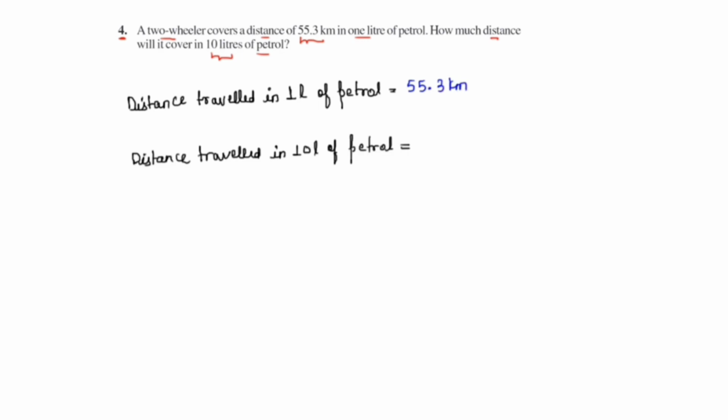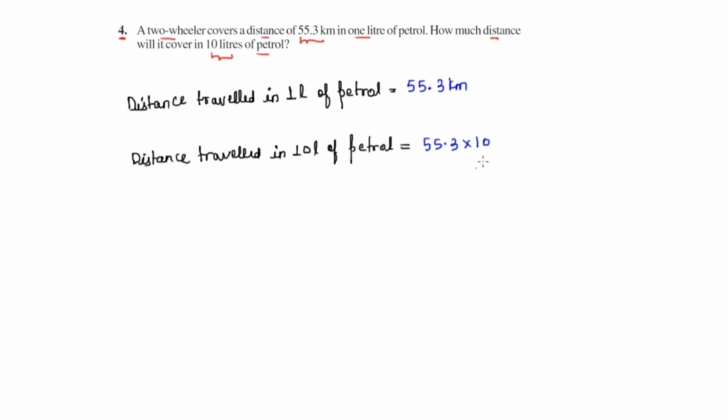Now to find the distance traveled in 10 liters of petrol, we need to multiply the distance traveled in 1 liter of petrol by the two-wheeler and the distance that it will cover in 10 liters of petrol. So that is 55.3 times 10, right? This we will do. As we have already learned, we will shift the decimal point towards the right as many places as the number of zeros we have.